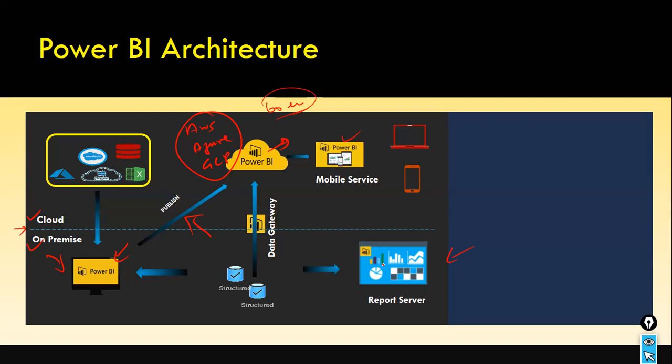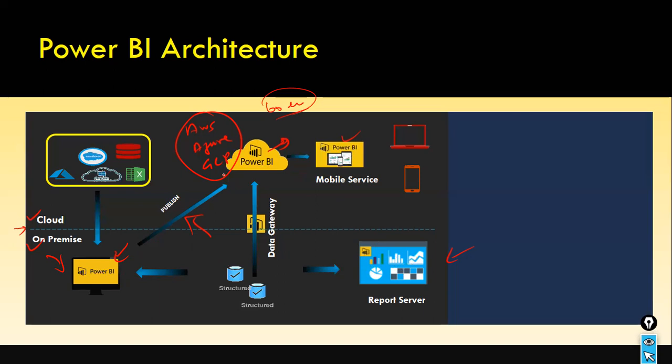Okay. The next one is the report server. The report server is available in your on-premise. You bought an expensive server. So in that server, you install the report server because your data is very secured. In that case, you don't want to publish the reports on cloud. Instead, you publish the reports in your local server.